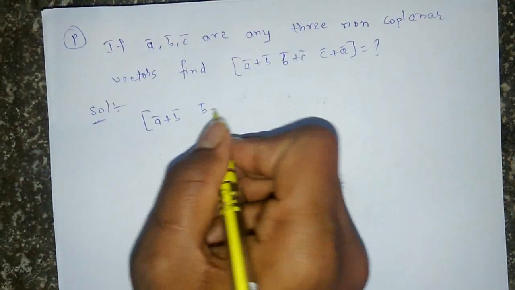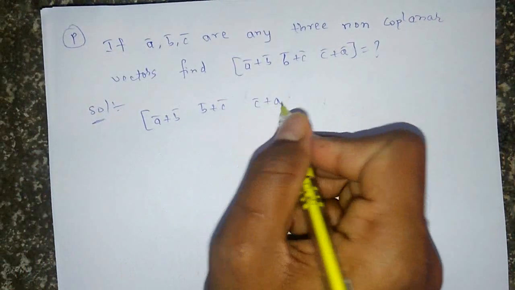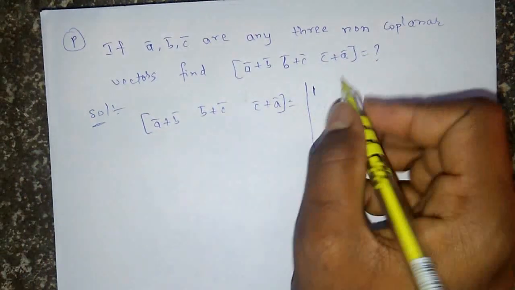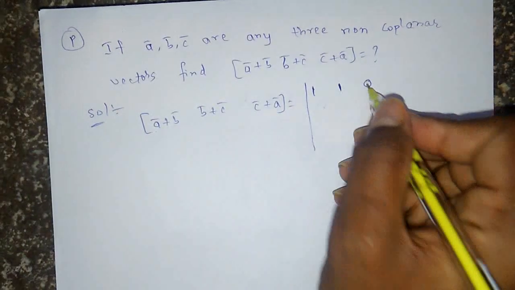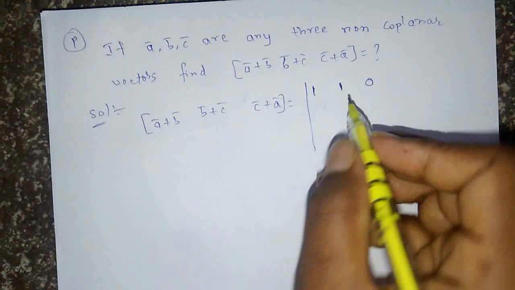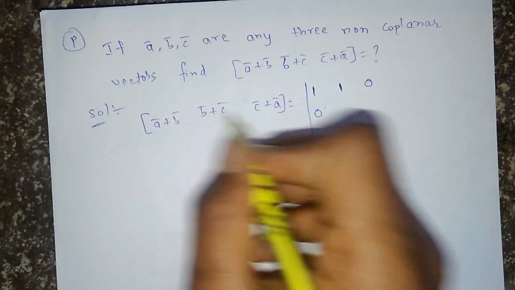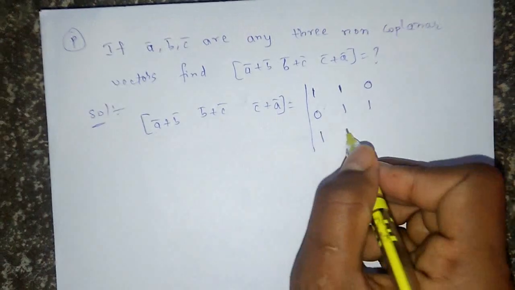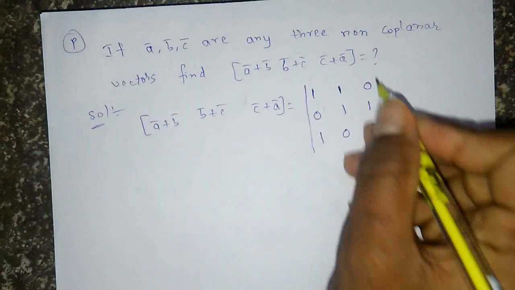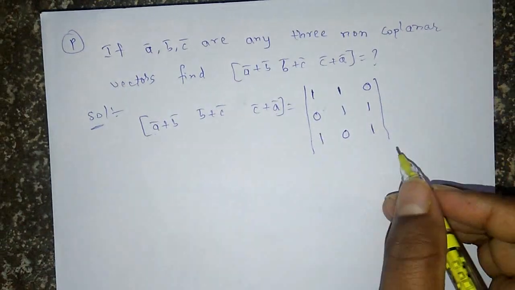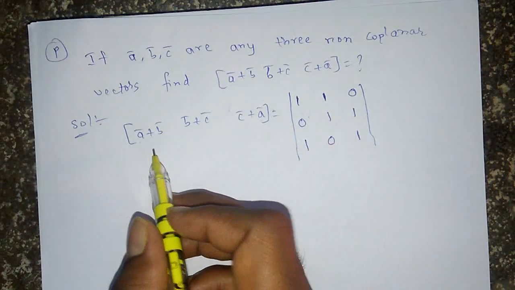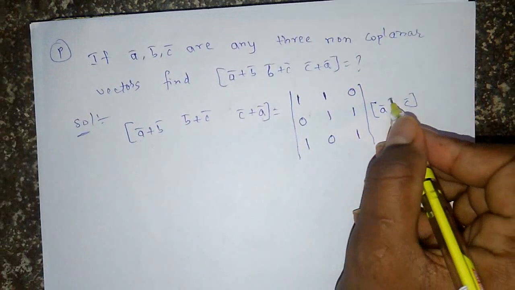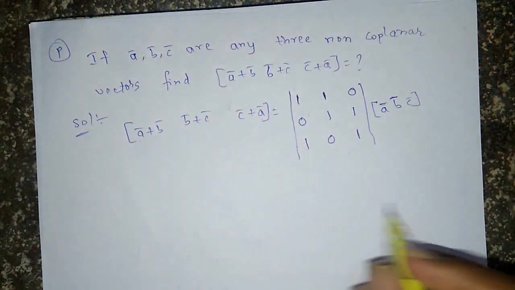So this you can directly find by using the determinant. Here a bar coefficient is 1, b bar coefficient is 1, there is no c bar, so you can take 0. For the next, b bar plus c bar, there is no a bar, you can take 0; b bar coefficient is 1, c bar coefficient 1. Next, a bar coefficient 1, c bar coefficient 1. So I am taking the coefficients here, in terms of a bar, b bar, c bar. So you will get box of a bar, b bar, c bar. This is the formula for scalar triple product.